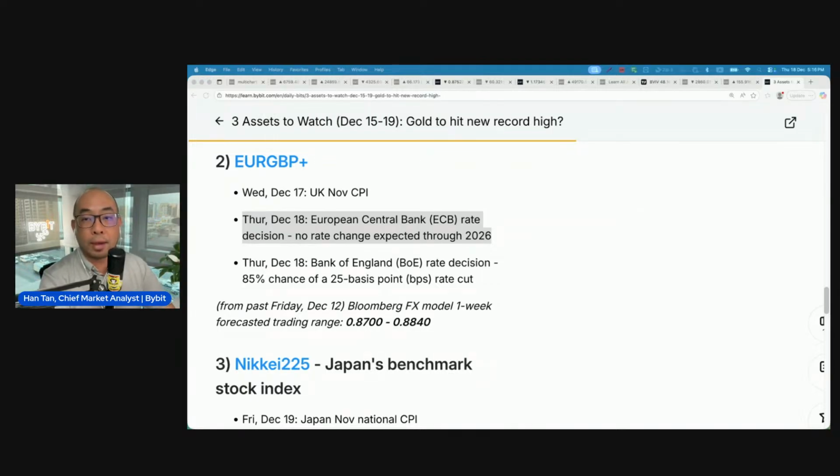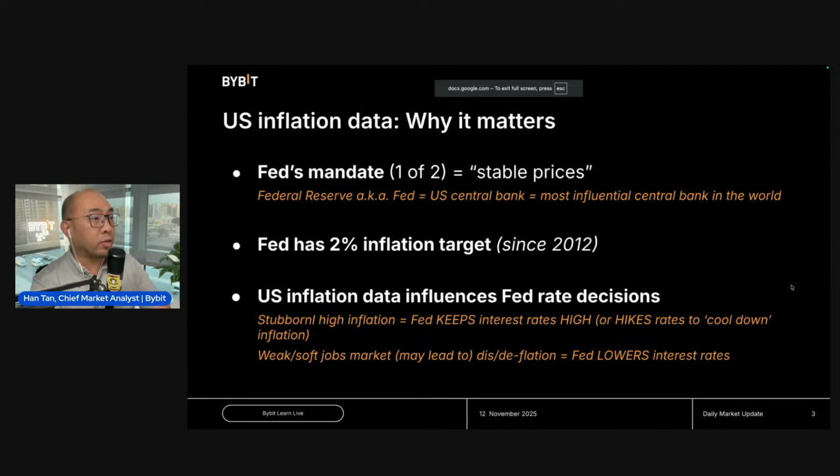Now, if you are new to this, here's how this works, why the US inflation data due in about 14 minutes from now is so important. Okay. Now, first things first, the Federal Reserve is the US central bank. The ECB is the central bank of the Eurozone. The BOE, Bank of England, is the central bank of the UK, right? Now, the Federal Reserve is the most powerful, most influential central bank in the world.